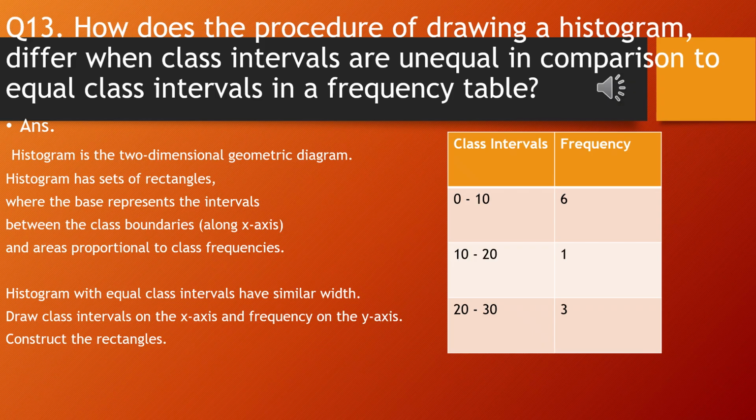Now we come to question number 13, which is how does the procedure of drawing a histogram differ when class intervals are unequal in comparison to equal class intervals in a frequency table? So for this the answer will be, we know that a histogram is a two-dimensional geometric diagram. A histogram has sets of rectangles where the bases represent the intervals between the class boundaries along the x-axis and the areas are proportional to the class frequencies. So here a histogram with equal class intervals has similar widths. Draw class intervals on the x-axis and the frequency on the y-axis, and then we construct the rectangles.